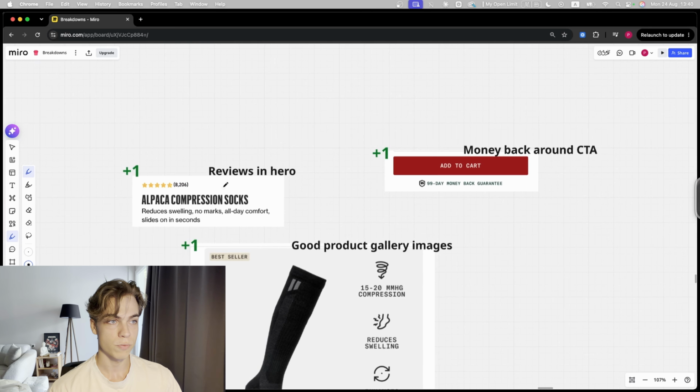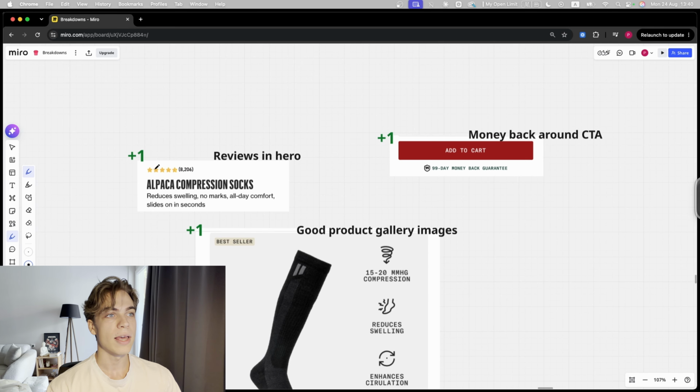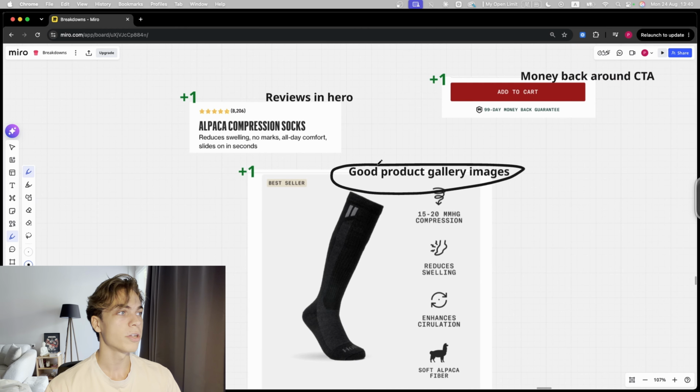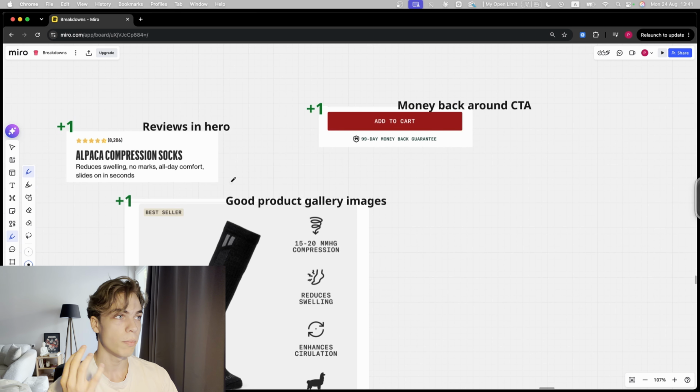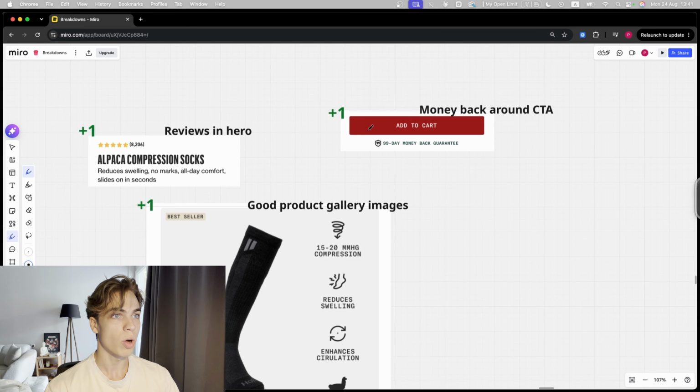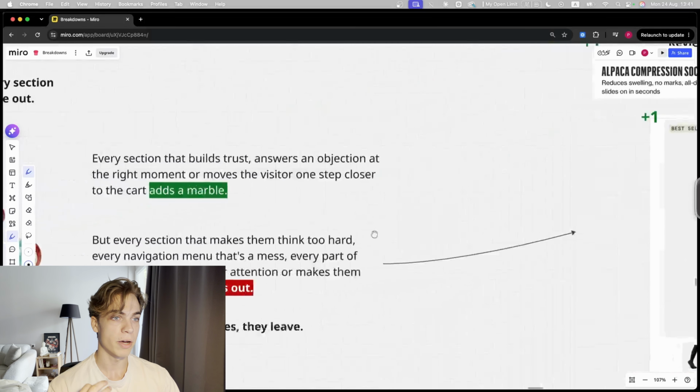And here are examples for that, right? For example, having reviews in the hero section, and other than that, good product gallery images, they are also going to add a point, or a marble. Money back around the CTA is also going to add a marble. So all of these things are pushing the person closer to actually buying, right?